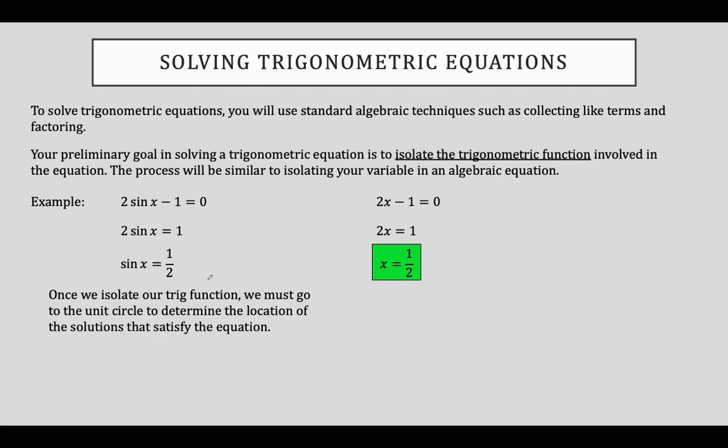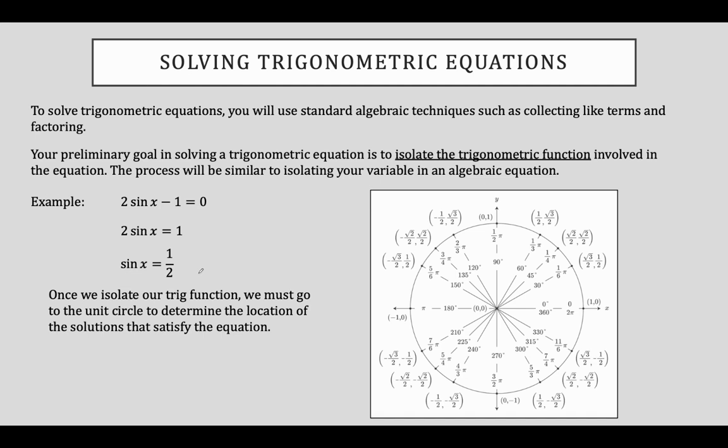Once we isolate our trig function, we must go to the unit circle to determine the location of the solutions that satisfy the equation. In other words, we need to find the location of the angles that make this statement true. So here is our unit circle. We need to identify the location of all angles that have a sine value of 1 half. Well, sine corresponds to the y-coordinate, so that gives us a spot right here at pi over 6. And we have another solution directly across from pi over 6 at 5 pi over 6.